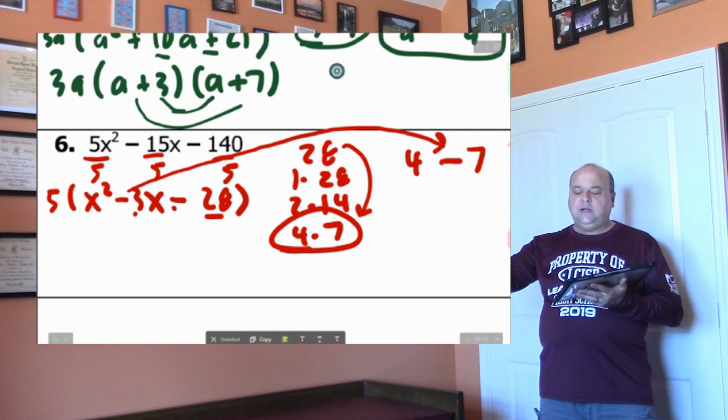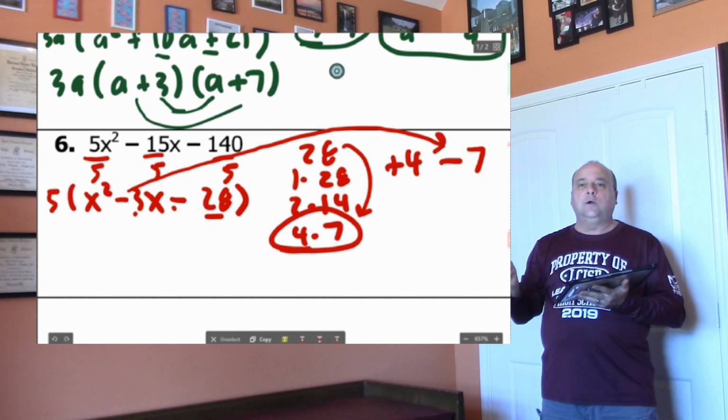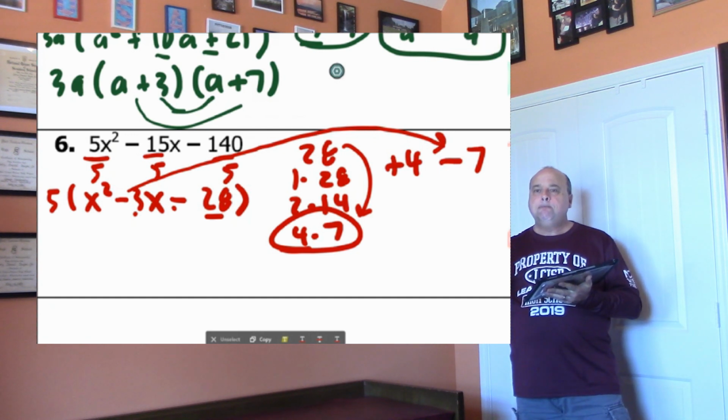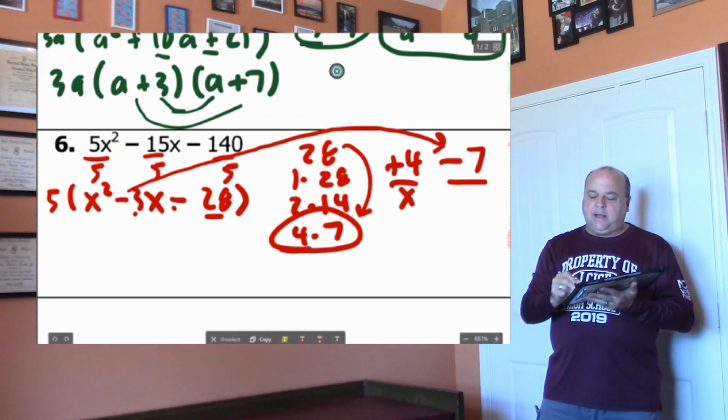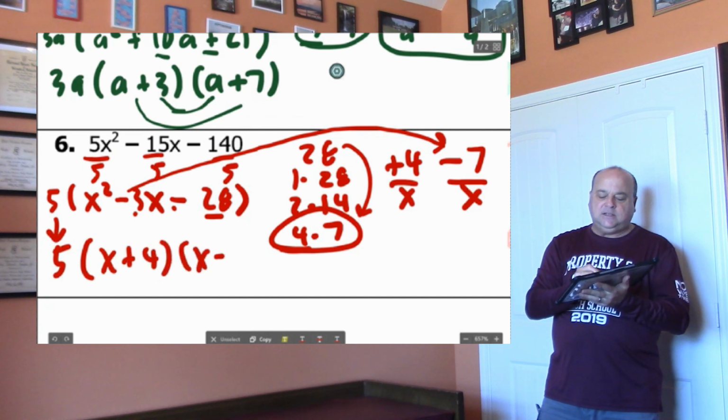Now then, what do I do to negative 7 to get negative 3? I need to add 4, don't I? If I put a minus 4 there, I'm going to get negative 11, don't I? Now then, our letter is x, so put x on the bottom, and those are our parentheses. Drop the 5, x plus 4, and x minus 7.